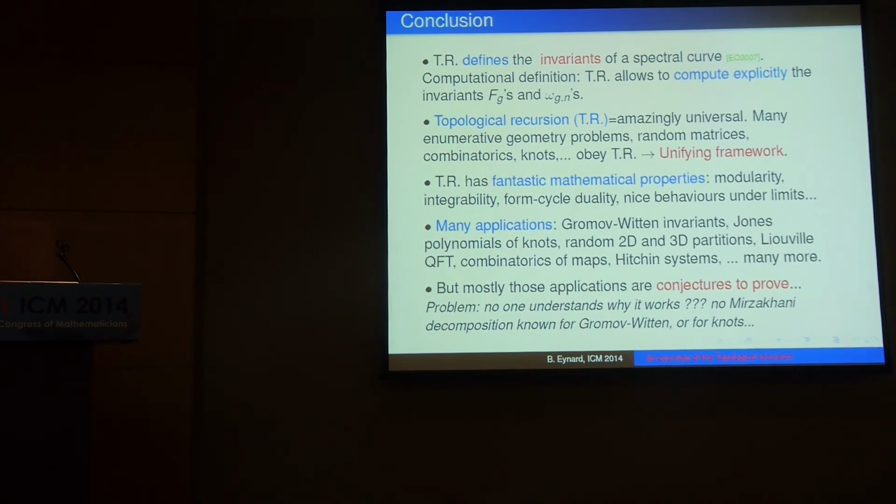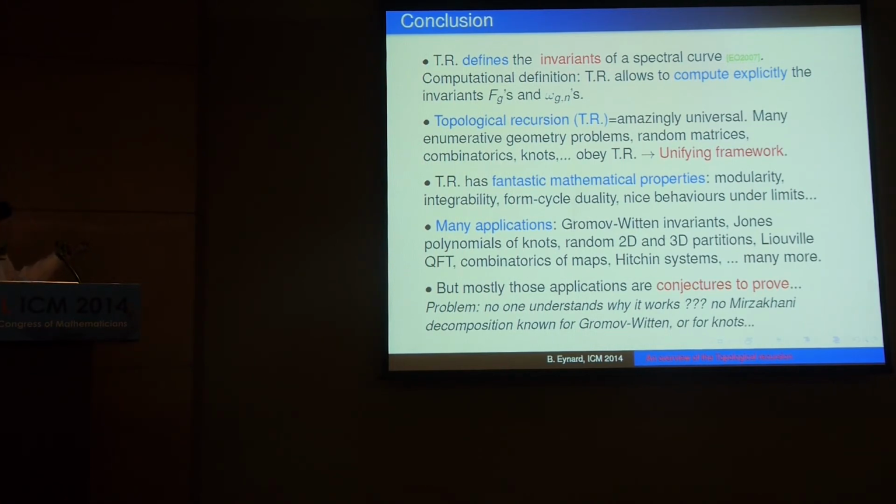So what we see is that this topological recursion is universal. There is no parameter in the recursion itself. It's totally universal. And there are many problems in enumerative geometry, in random matrices, in combinatorics, in knots, etc., which satisfy the same recursion, exactly the same recursion. The only difference is the initial data. So it can be used as a unifying framework, but it's also amazing: why is it so universal?